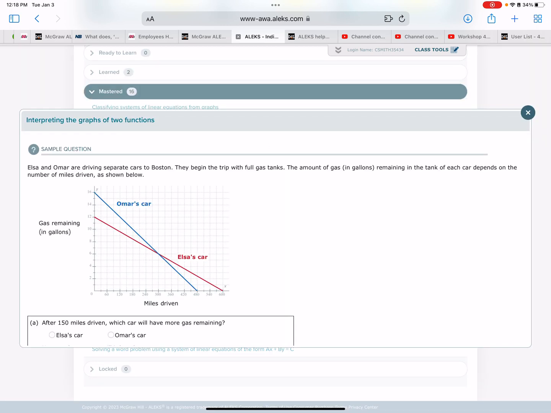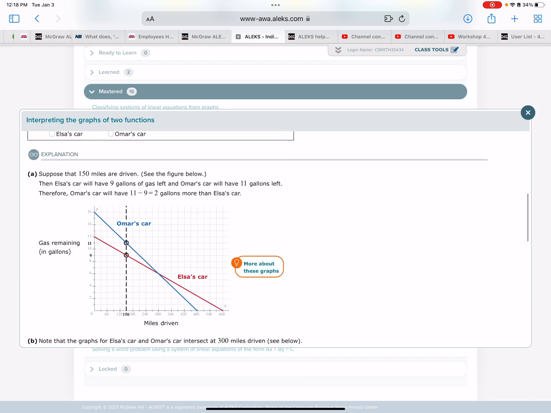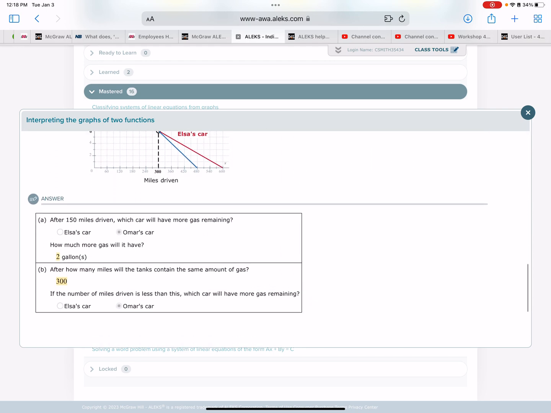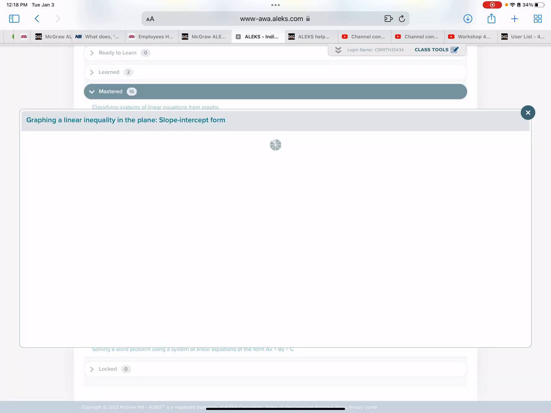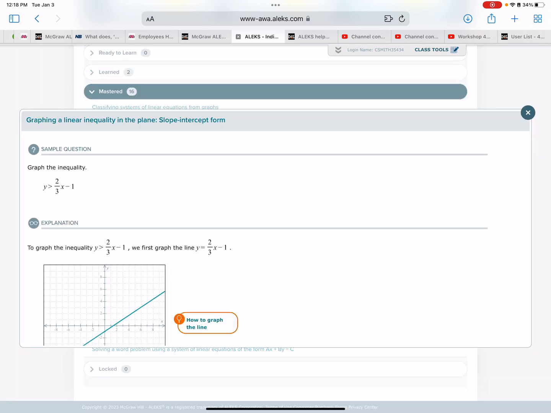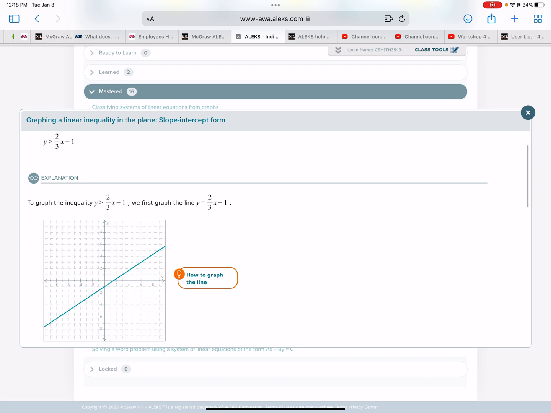Let's interpret the graph of two functions, just like we did before. Same idea, so I'm going to skip this one. Actually, I definitely just did that one. Graphing a linear inequality in the plane, slope-intercept form. All right, so for this one, you're going to graph it. We just did this one at the beginning of the lesson.